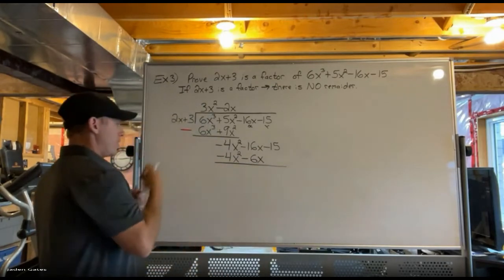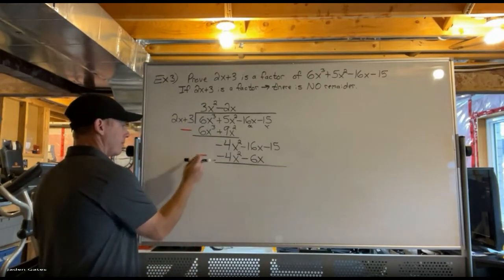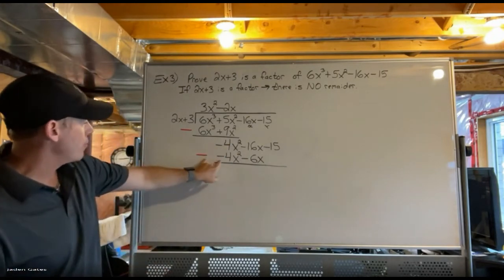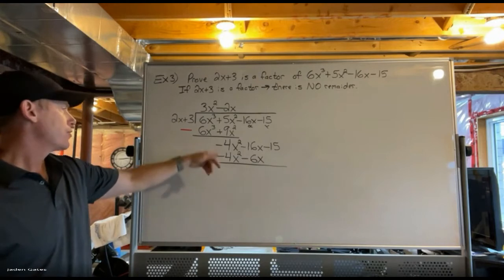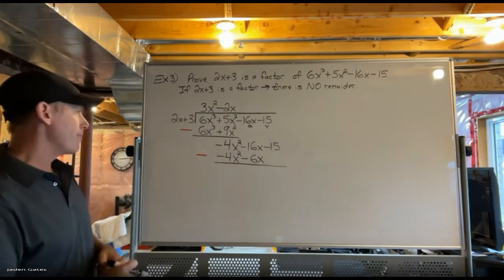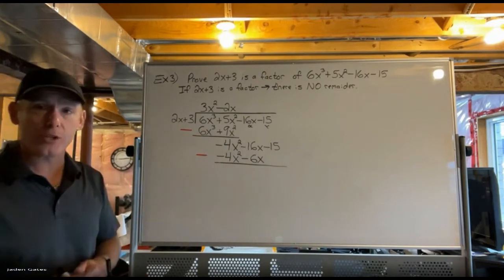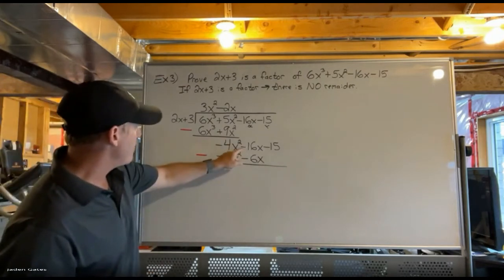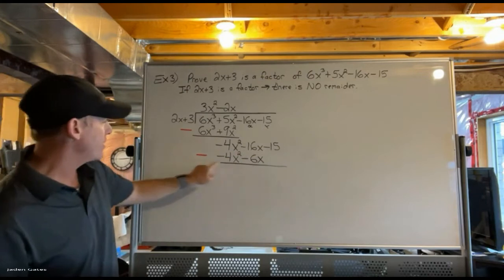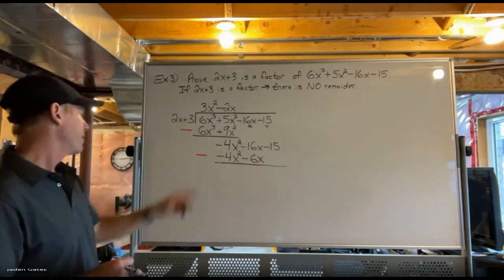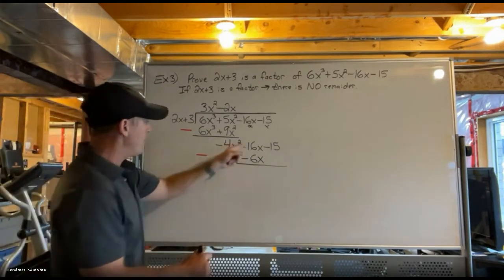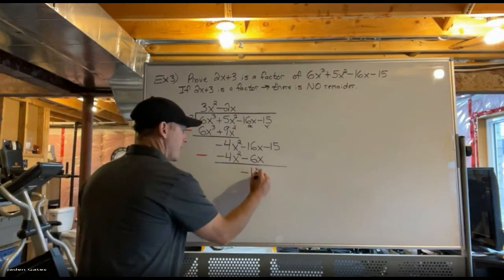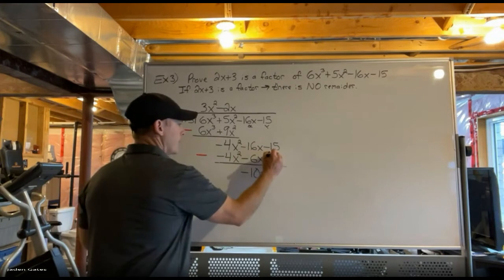All right, so I'm going to subtract. So I have minus 4x squared. Hey, we got the two minus signs again coming together. So it's going to add 4x squared to minus 4x squared. Means there's no x squareds left. They're gone. That's what's supposed to happen. Now we have minus 16x minus 6x. Again, two minus signs, plus. So minus 16x plus 6x is minus 10x. And then I got this minus 15 here.